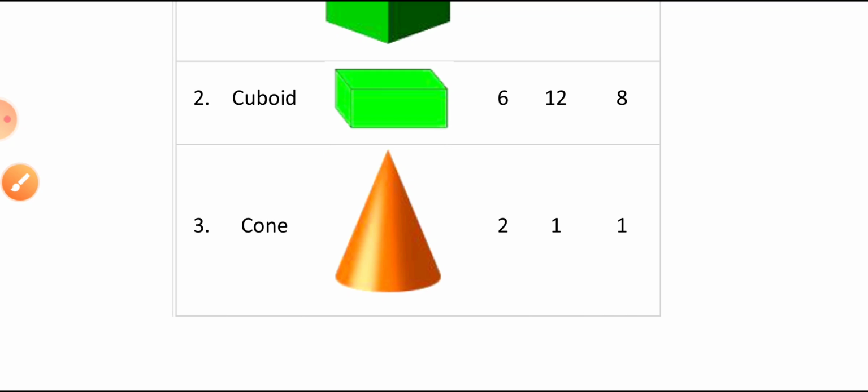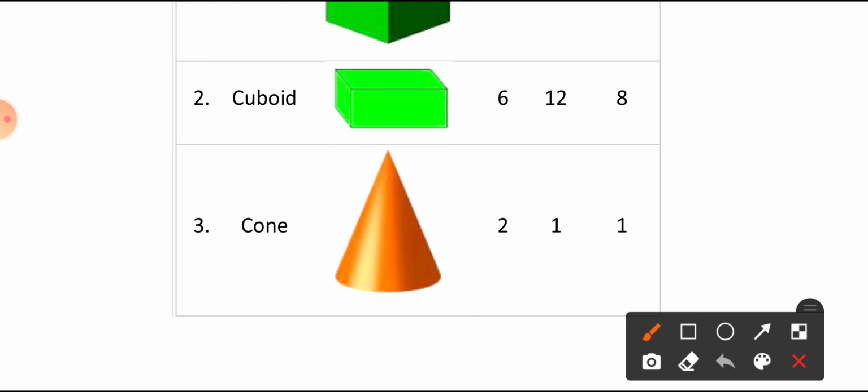Cone means you can see it like a birthday cake or an ice cream cone. So how many faces are there? There are 2 faces. This is one, and this second one is its second face.